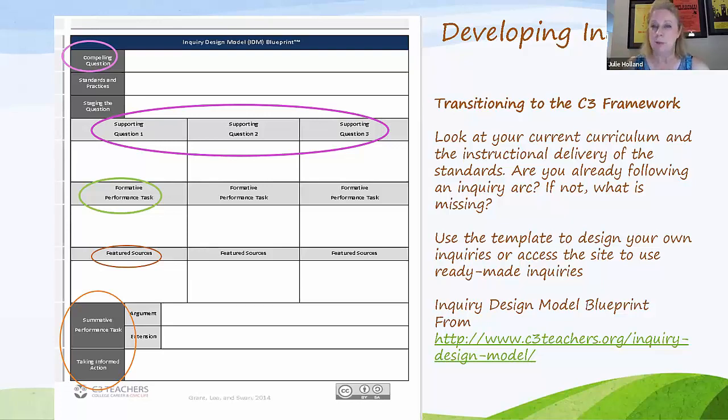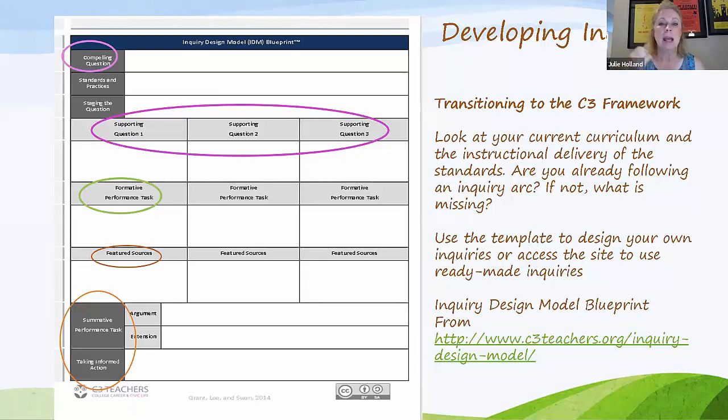Do you have to start from scratch? Absolutely not. First of all, you can always look at your current curriculum and the instructional delivery of those standards and ask yourself, are there parts of this arc that are already happening? If they are, let me just plug those in, and then let me work backwards a little bit and think about, well, what's missing? What do I need to do? So if my content already had a great compelling question, and maybe even some great supporting questions, but what it was lacking was the sources beyond the textbook, or it was lacking the performance task or the informed action at the end, take what you know and build on it.